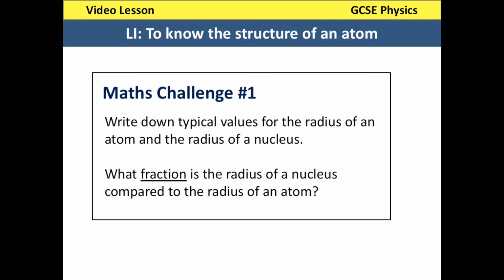So the first thing was to write down a typical value for the radius of an atom. The radius of an atom, of course, is 1 times 10 to the minus 10 metres. You were then asked to write down the radius of a nucleus, which will be 1 times 10 to the minus 14 metres. And it then says what fraction is the radius of the nucleus compared to the radius of the atom. To work out a fraction, we put one number on top of another one, so we put the radius of the nucleus on top of the radius of the atom, doing 1 times 10 to the minus 14 divided by 1 times 10 to the minus 10, which the calculator simplifies for us to 1 over 10,000.